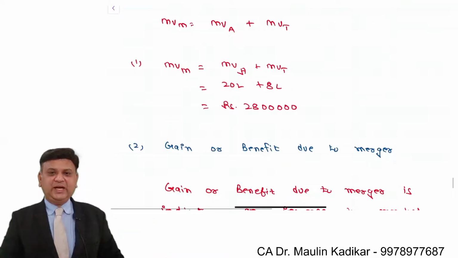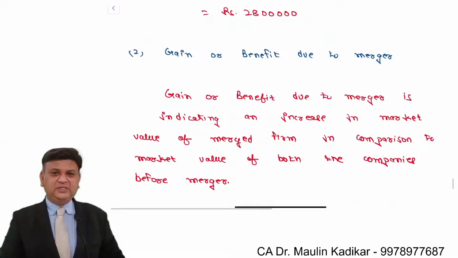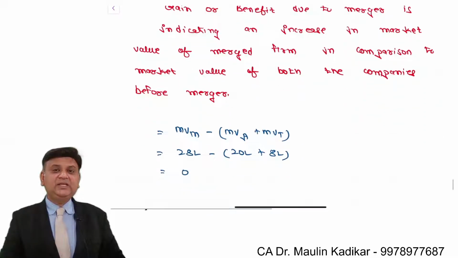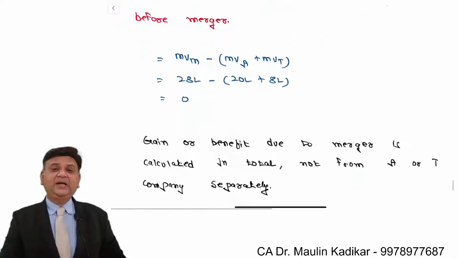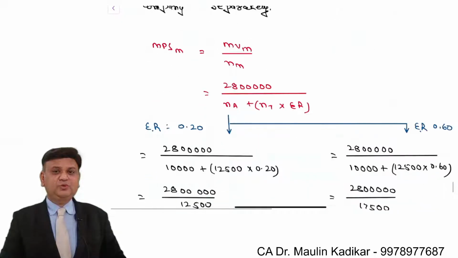That is 28 lakhs. New question, again gain or benefit due to merger, 0. It is basically indicating what is the increase in the market value of the merged firm in comparison to market value of both the companies before merger. That is the way we are supposed to calculate the answer.